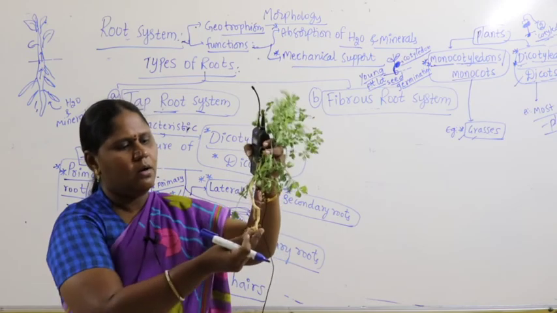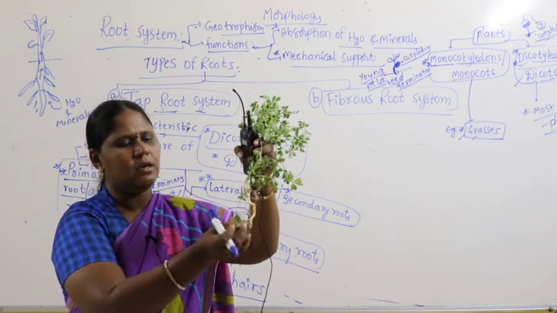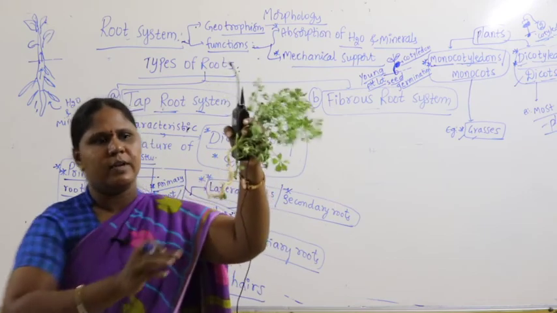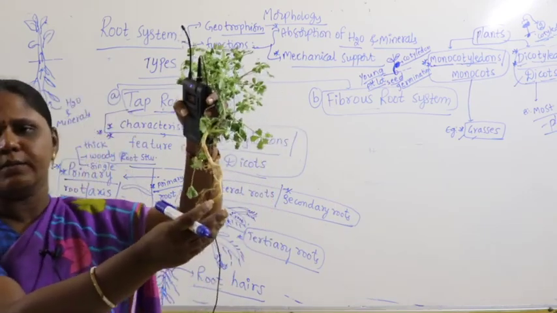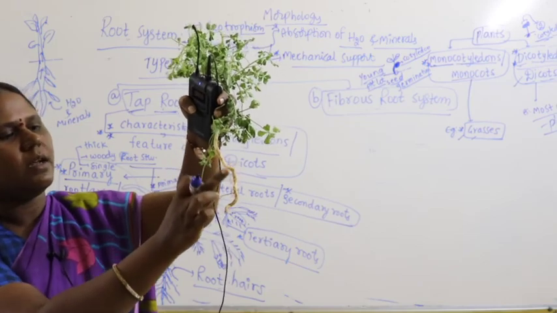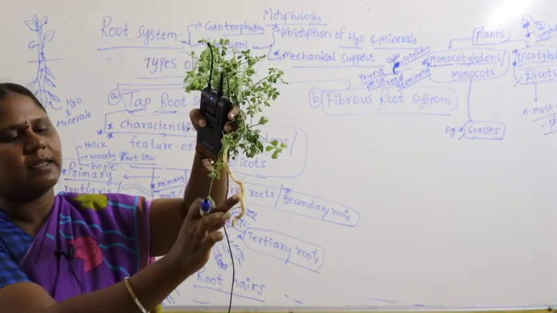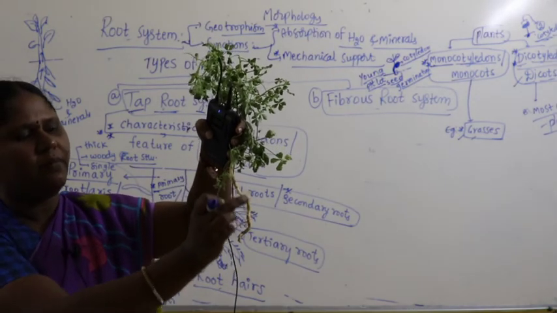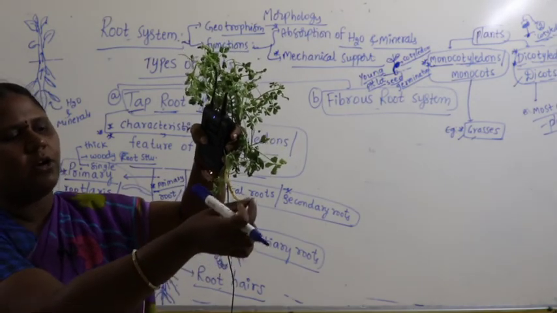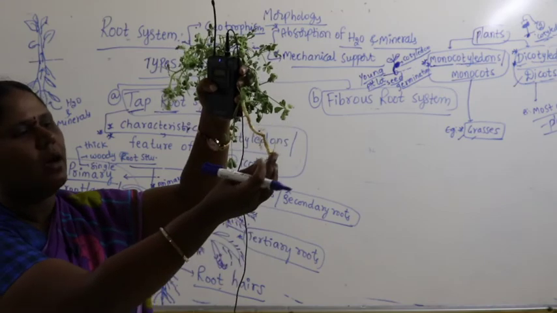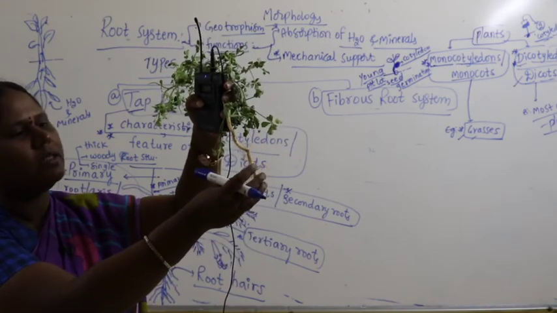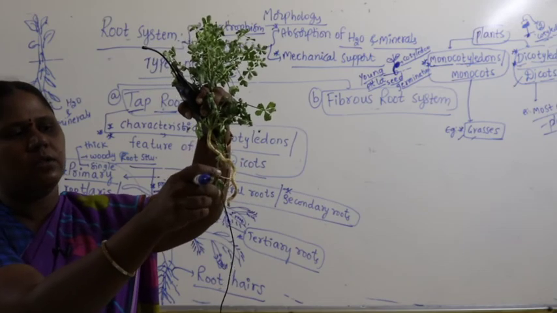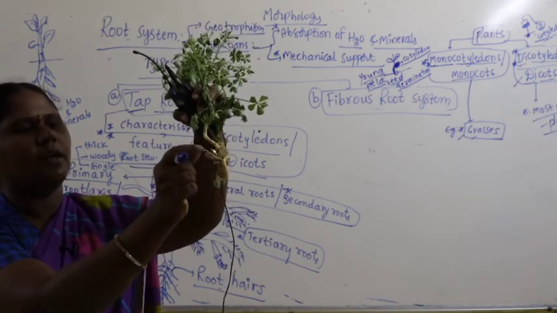Now from here you can see the lateral root. This is the lateral root. This is the primary root, primary axis, or we call it the mother axis, thick and woody, from which you get some lateral roots. So this is nothing but a lateral root. This lateral root is also called a secondary root.